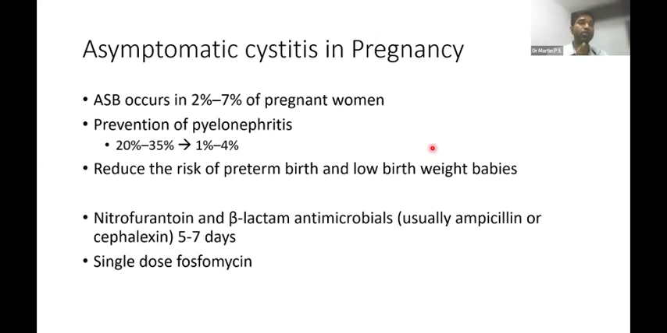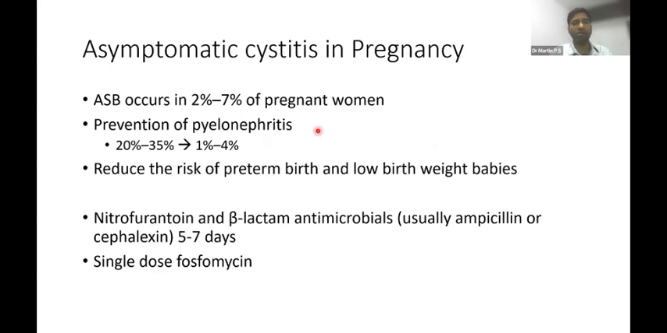Asymptomatic bacteriuria occurs in 2 to 7% of pregnant women. So the main thing is, if you don't treat asymptomatic cystitis or asymptomatic bacteriuria in pregnancy, these can lead to complicated urinary tract infections like pyelonephritis. In the earlier years, the prevalence of pyelonephritis in pregnancy was 20 to 35%. Just by the intervention of treating asymptomatic bacteriuria in pregnancy, this 20 to 35% came down to 1 to 4%. So there's a significant change in the number of pyelonephritis incidents in these patients when they are treated appropriately.